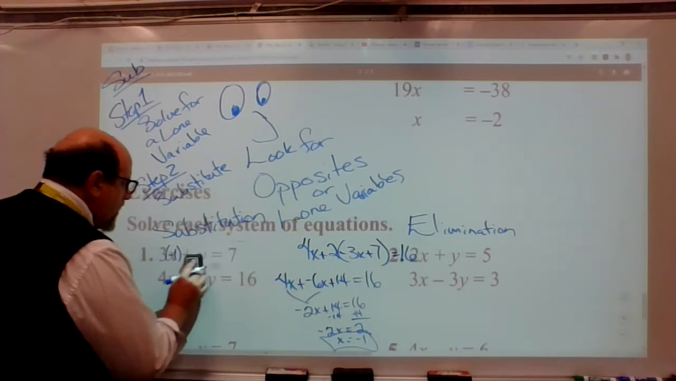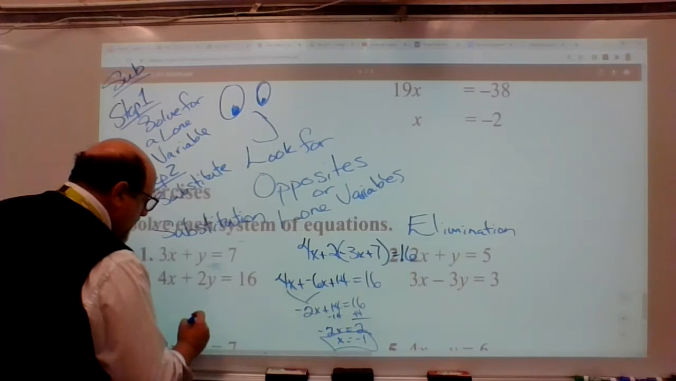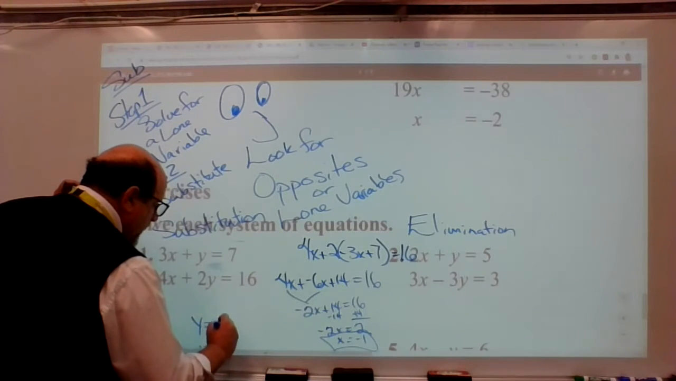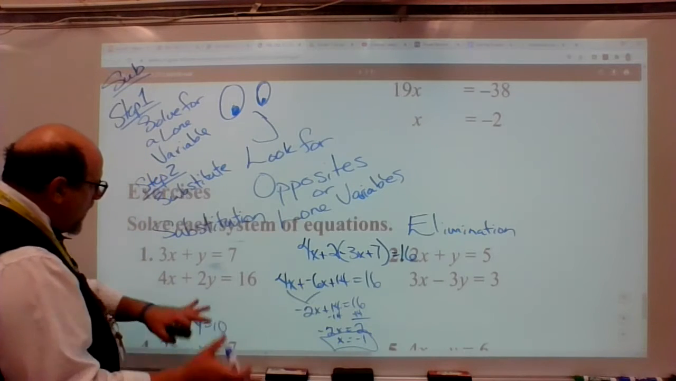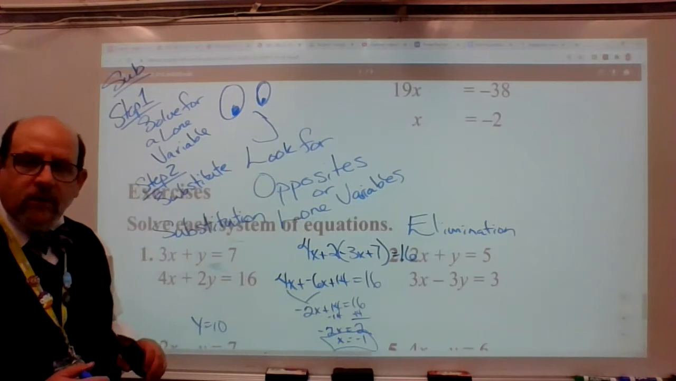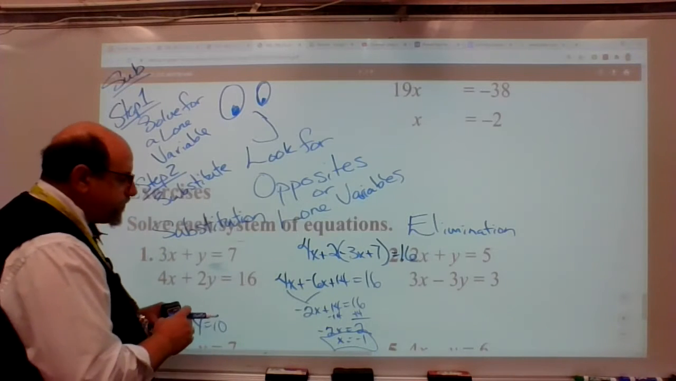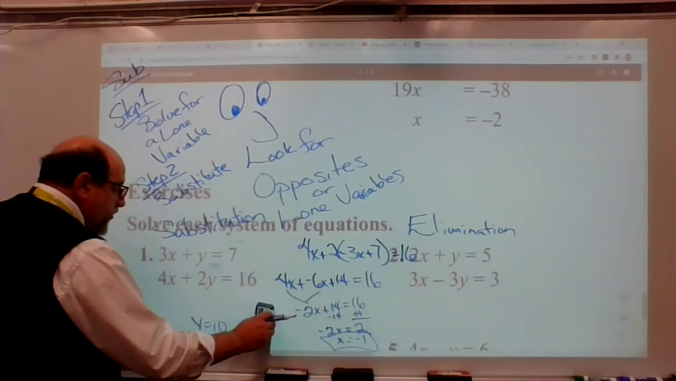Okay, so now we have x equaling negative 1 and y equals 10. Those are my two solutions. If I want to, I can put them back in here, and I'm finished, right? Good. That's really all there is to it.